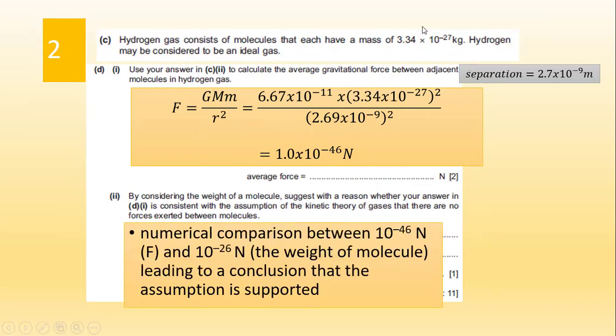So weight, you just times 10. So it's about 10 to the power minus 26. Compare with that, 10 to the power minus 46. You can see this is too small compared with the weight. Right? So the assumption is supported.